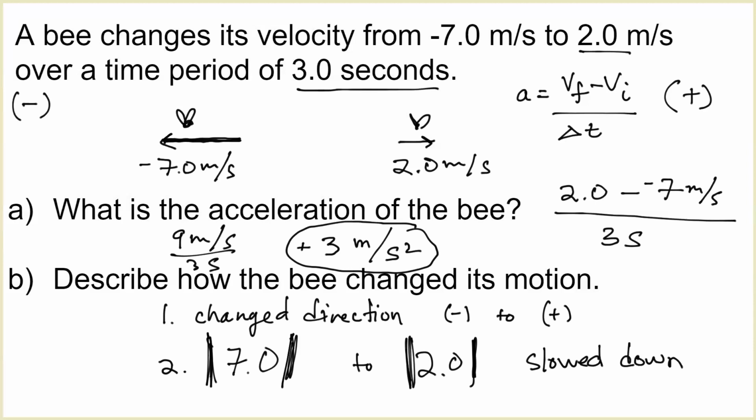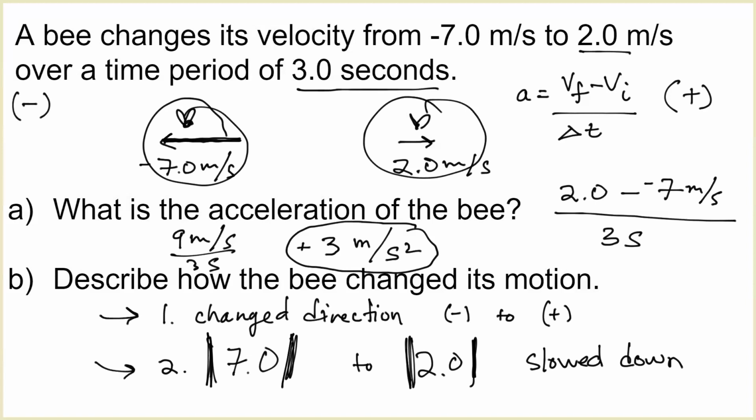You're thinking, wait a minute, we've got a positive 3. That must mean that each and every second it's changing its velocity by +3. Well, this positive is actually also looking at the direction change. So just a couple of things to keep in mind. The best way is just to compare what it's doing at the beginning to what it's doing at the end. And that's how you're able to figure out how the motion is changing.